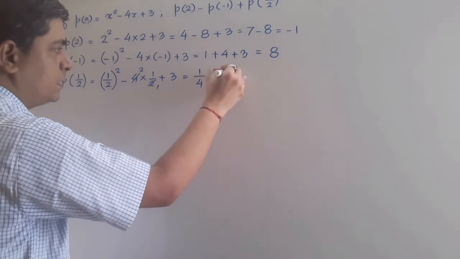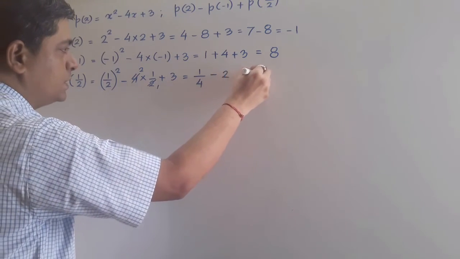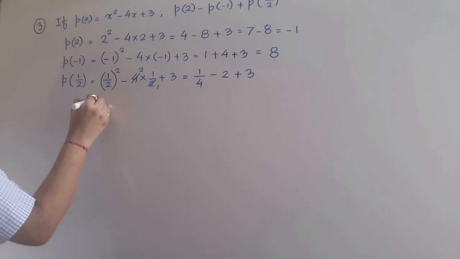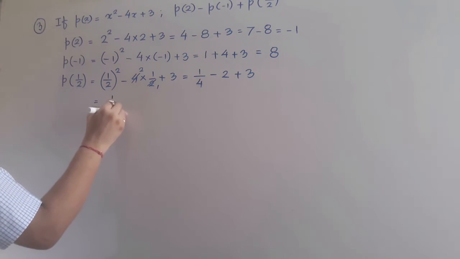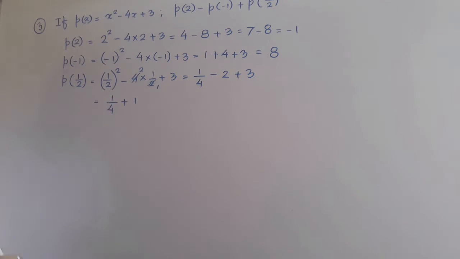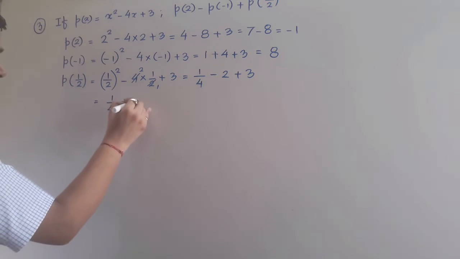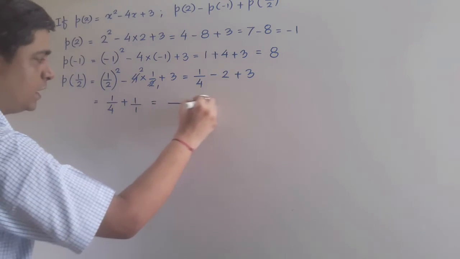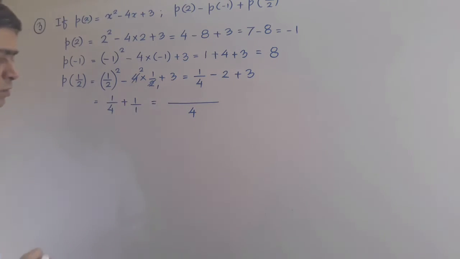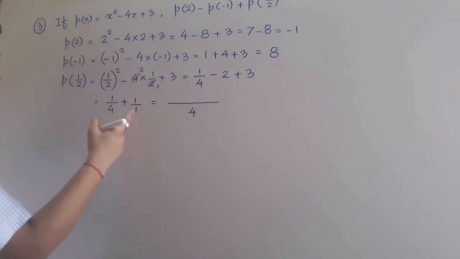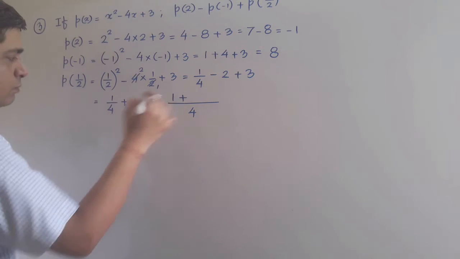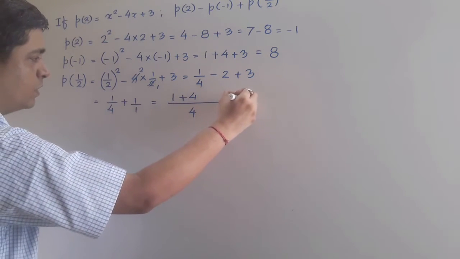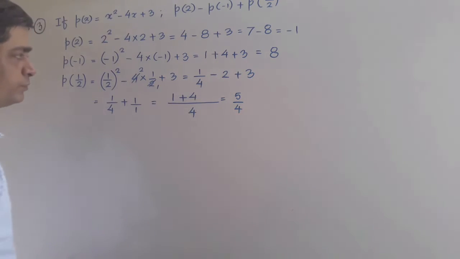So remaining is here minus of 2 and then plus 3. From 3 if I subtract 2 it will remain 1. So this will be 1 upon 4 plus 1. We can take the LCM now. In the upon of 1 I can take 1. 1 and 4 LCM is 4. Cross multiplication, 1 into 1 will be equal to 1 plus 4 into 1 will be equal to 4. This will become 5 upon 4.